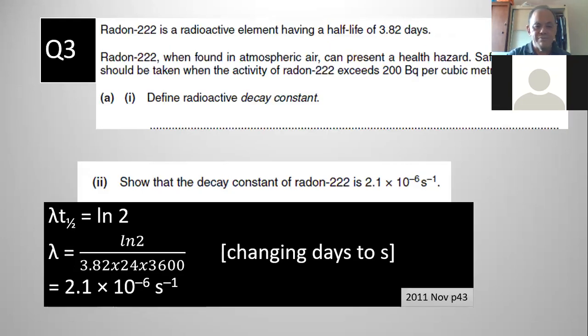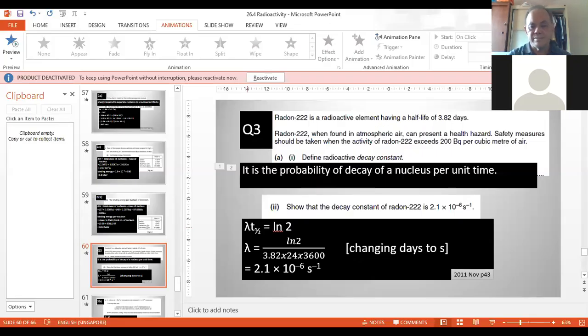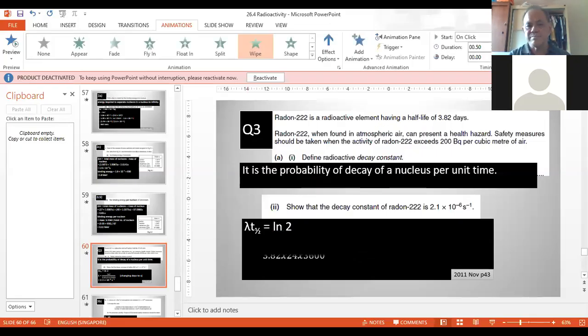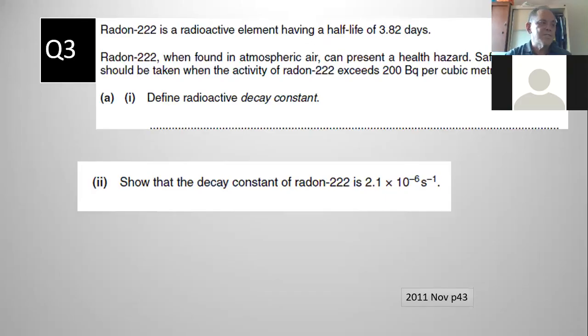Okay, let's try some half-life calculation. Radon 222 is a radioactive element having a half-life of 3.89 days. Radon, when found in the atmosphere air, can present a health hazard. Remember, it can move up from the ground to very high in the atmosphere, and as it moves up, it will decay to lead and bismuth, and some of these products are poisonous to Earth. That's why it is a health hazard.